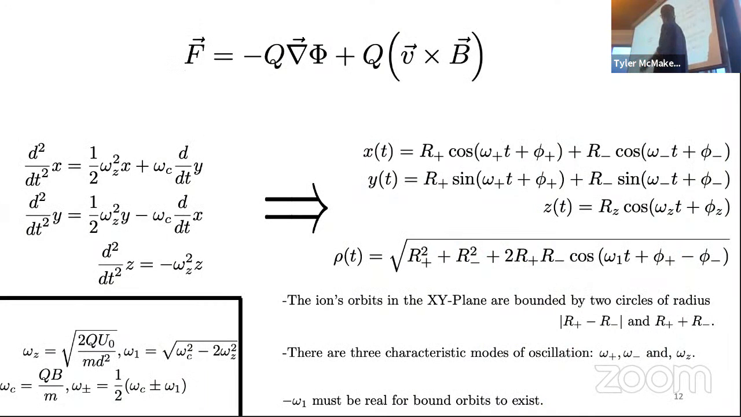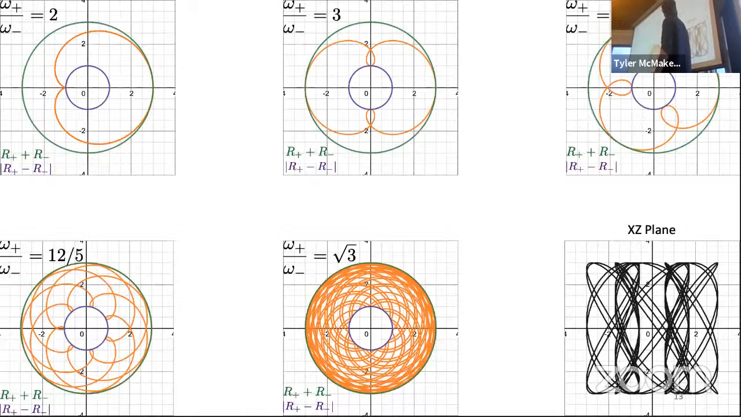So there's some math that actually explains this. I don't want to spend too much time on it, but there's essentially these three frequencies that are very important. And you see that the planar motion is somehow connected. So you have this omega plus and omega minus, the modified cyclotron frequency and the magnetron frequency. And then you have this harmonic motion, which is just on its own, independent of this magnetic field.